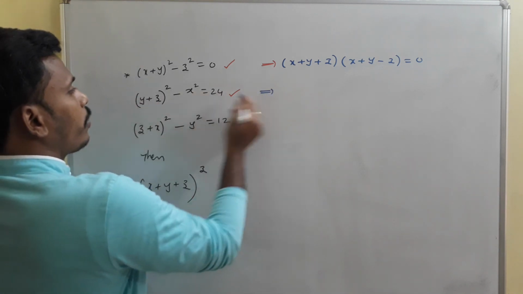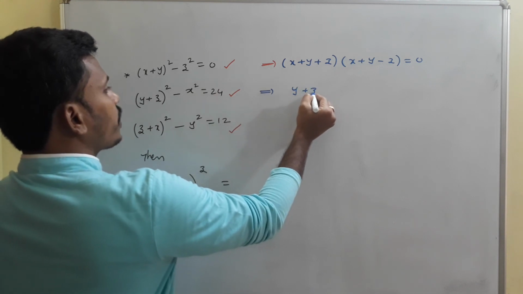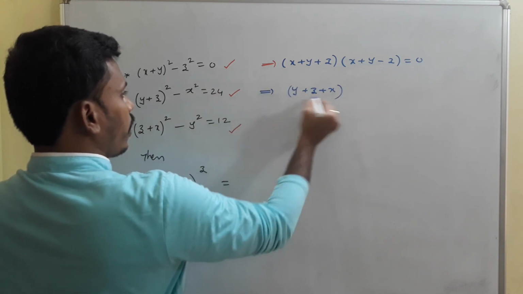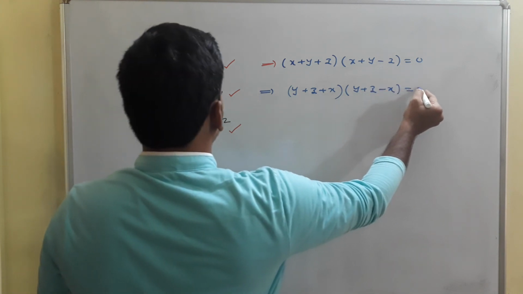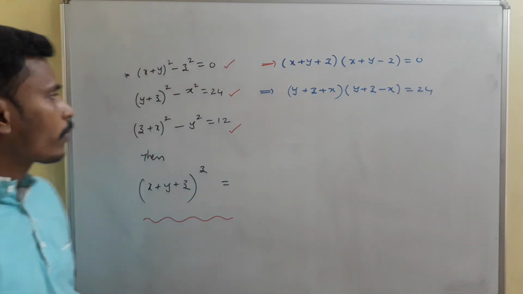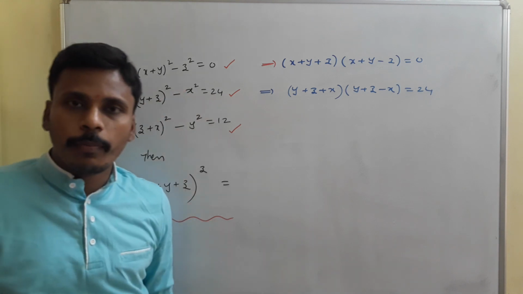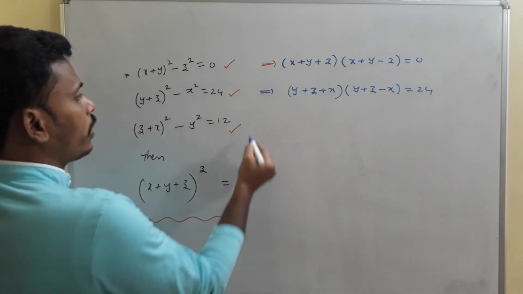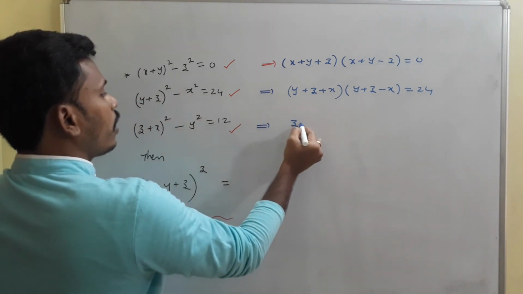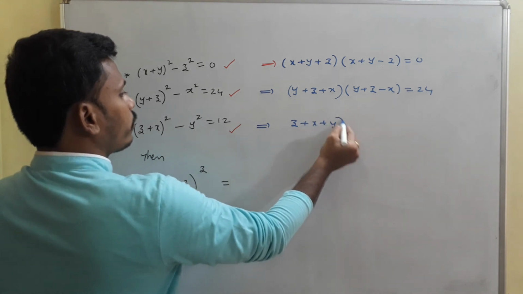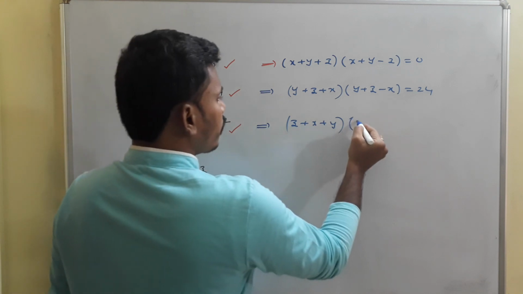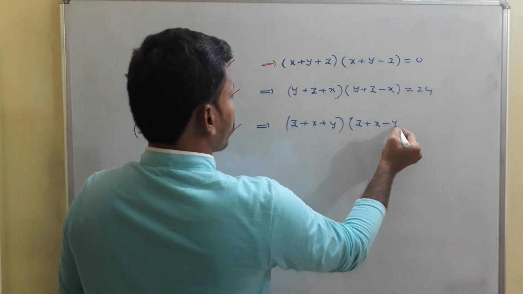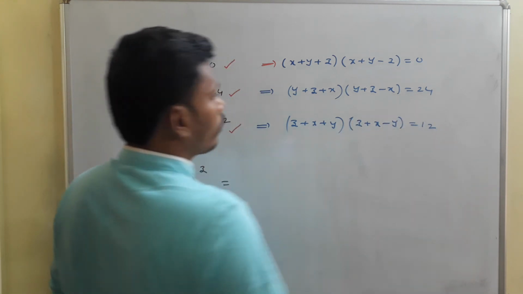And from the second statement, again a square minus b square, (y plus z plus x) into (y plus z minus x) is equal to 24. And from the third, again a square minus b square, (z plus x plus y) into (z plus x minus y) is equal to 12.